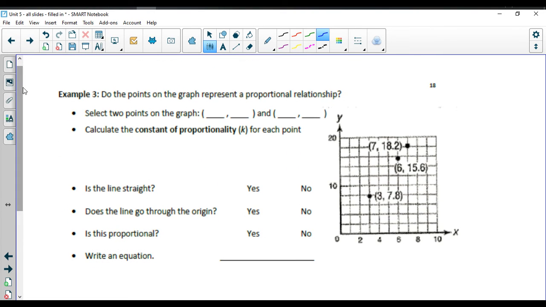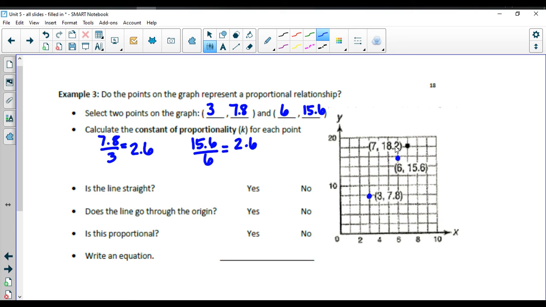Example number 3. Do the points on the graph represent a proportional relationship? So interestingly enough, we don't have a line. It kind of looks visually like they might be in a line, but we're going to just pick 2 of the points. I'm going to pick these first 2 that are right here. So I'm going to do 3 and 7.8, and I'm also going to do 6 and 15.6. Finding my k value, y divided by x, and 7.8 divided by 3 is 2.6. Y divided by my x value, that's going to give me 2.6.